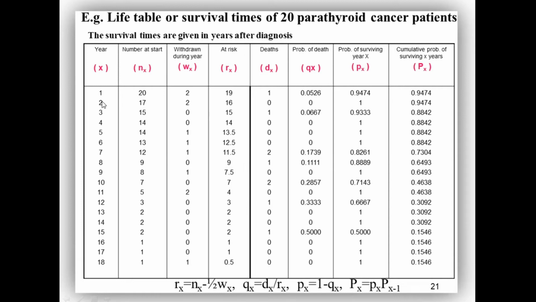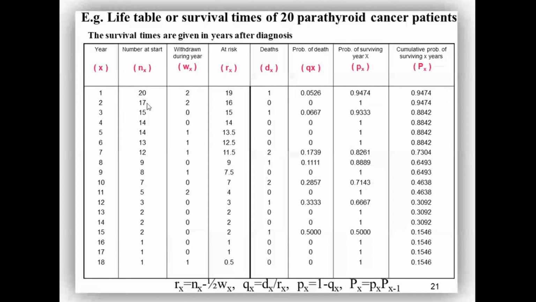Now let's go to year 2. In year 2, how many individuals are we left with? We are left with only 17 individuals. Why? Because out of 20 individuals, 2 withdrew and 1 died. A total of 3 individuals have been lost from the cohort, 2 due to loss to follow-up or censoring, and 1 due to death. Therefore, we are left with only 17 individuals.